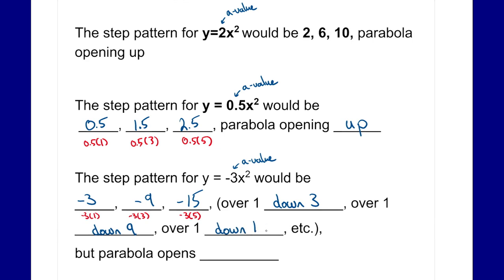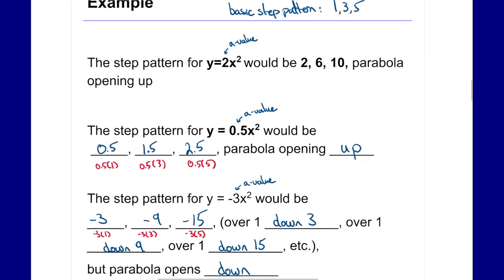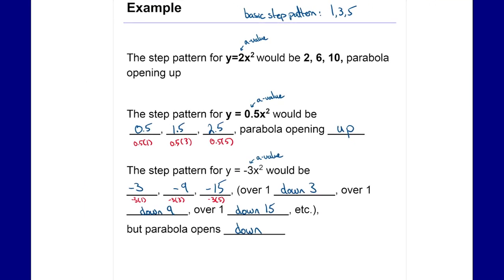So because of that negative, the negative means we're going down and not up. So we're going over 1, down 3, over 1, down 9, over 1, down 15, and the parabola opens down because of that negative. So we just have to make sure that we find our step pattern by using that a value, multiplying our basic step pattern, the 1, 3, 5, by that a value. And if it's negative, you go down. If it's positive, you go up.